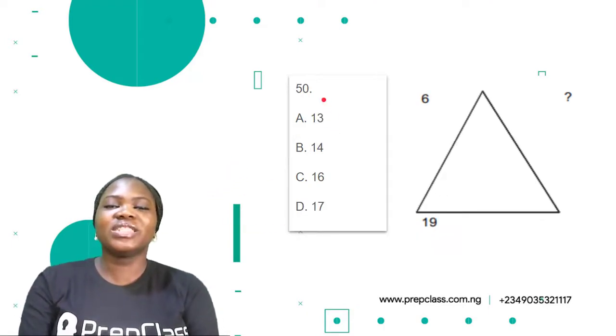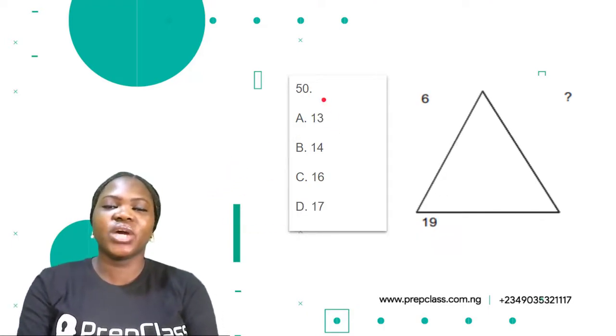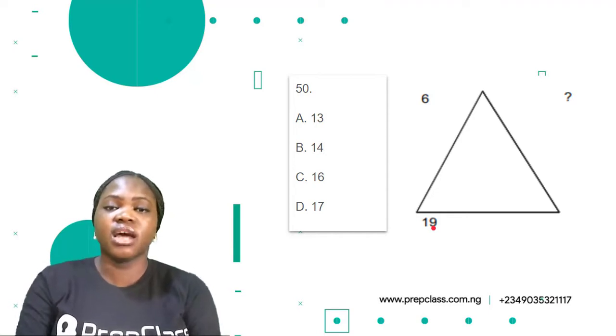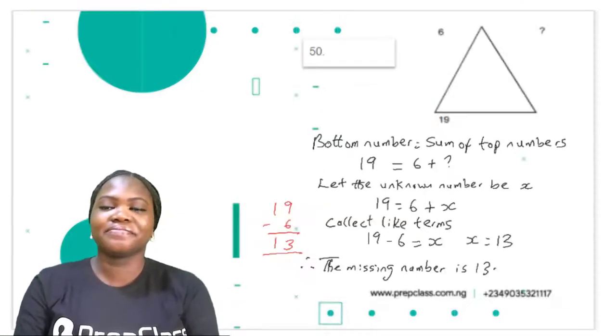Now, let's move on to the final question in this video, question 50. So we are given 6 as the top number, and then the second top number is unknown. And then we have the bottom number as 19. You can pause this video, do this yourself, and then check back to see if you're right or wrong.